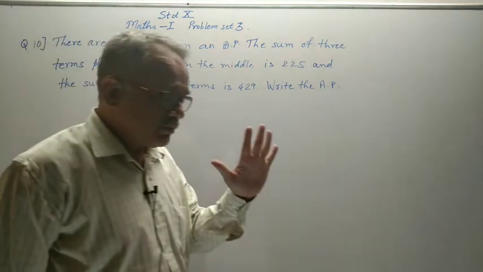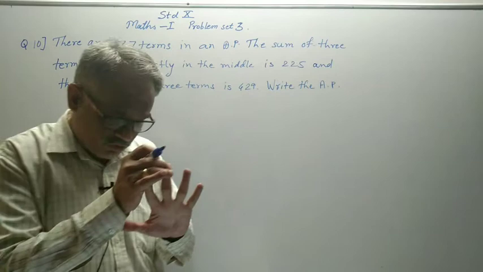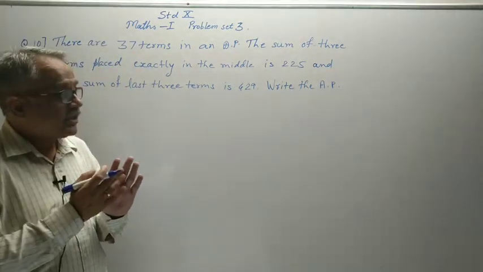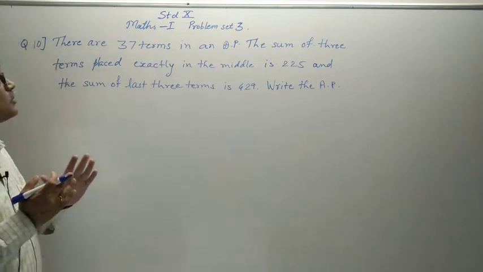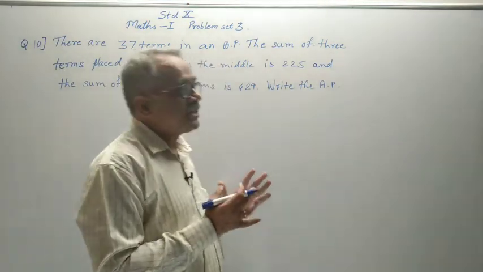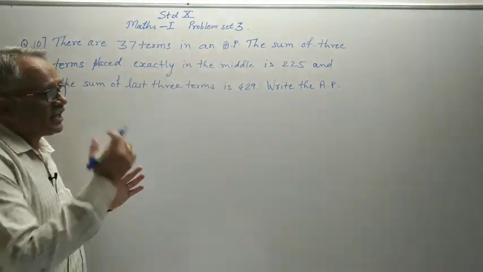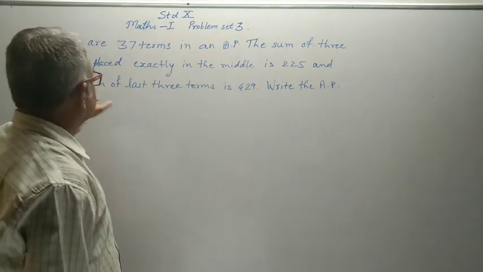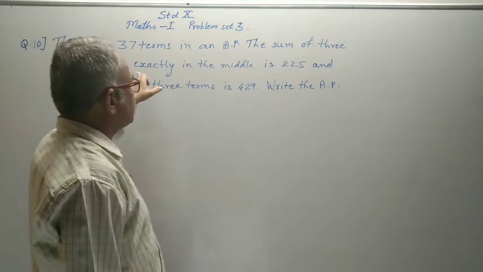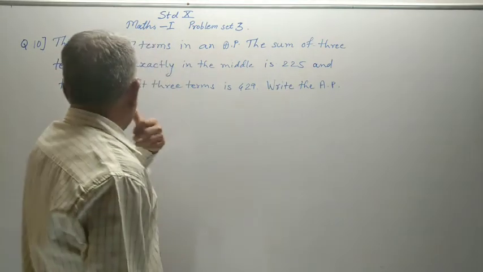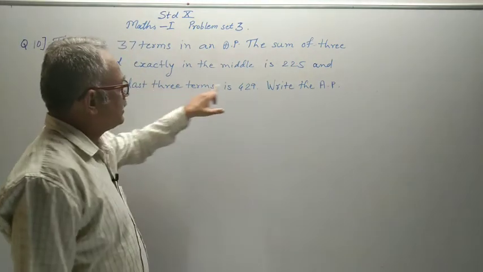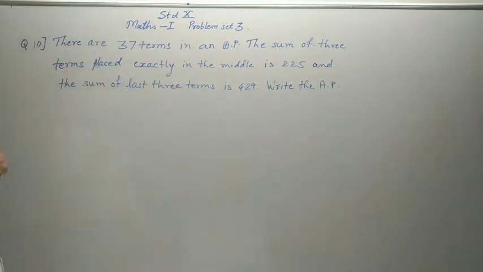When there are five terms, which is odd, the middle is the third. How to obtain the middle? 5 plus 1 upon 2. In the 9th standard, in the median, we learn all this. So if 37 terms are there, the middle number is 37 plus 1, 38 upon 2, which is 19. Middle is 19 means the middle three are 18, 19 and 20. The sum of the 18th, 19th and 20th terms is 225, and the last three terms, 35, 36, 37, sum to 429. That you must understand.